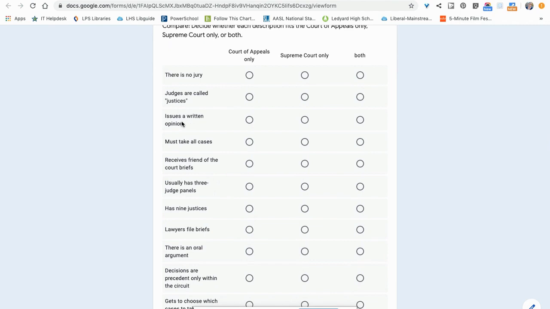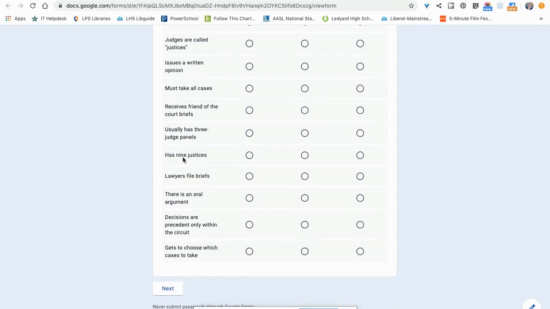So I'm just going to read the statements. Issues a written opinion. Must take all cases. Receives friend of the court briefs. Usually has 3 judge panels. Has 9 justices. Lawyers file briefs. There is an oral argument. Decisions are precedent only within the circuit. Gets to choose which cases to take.